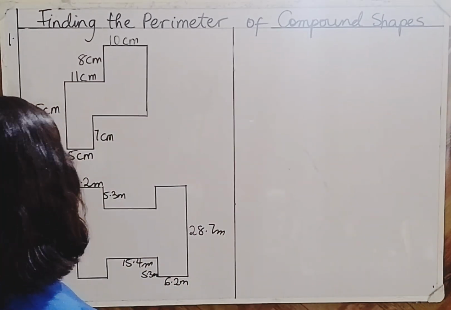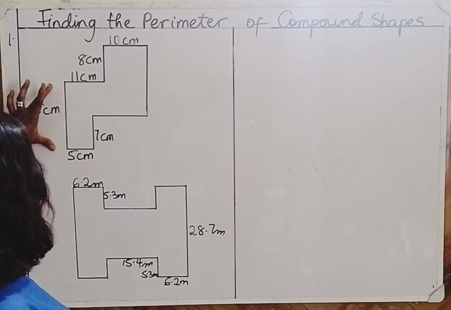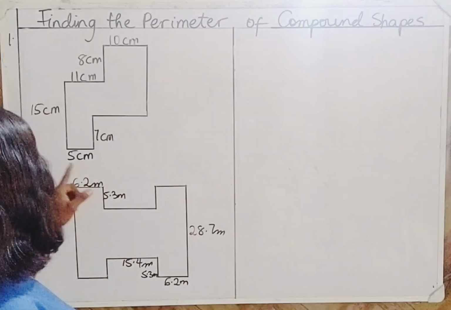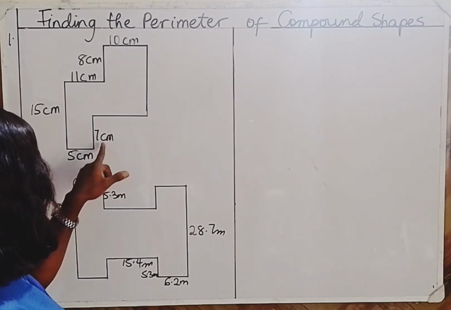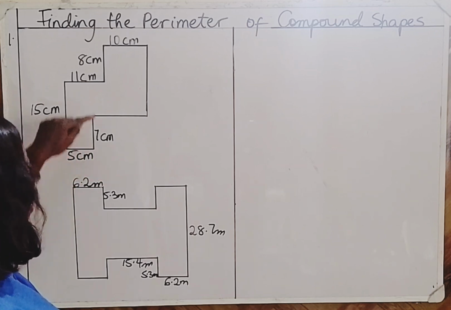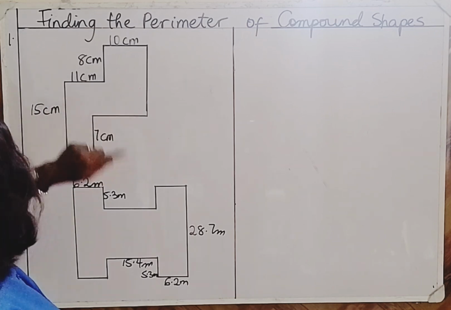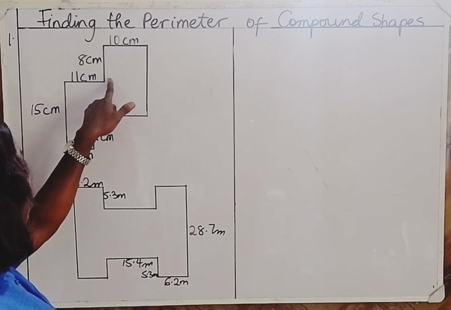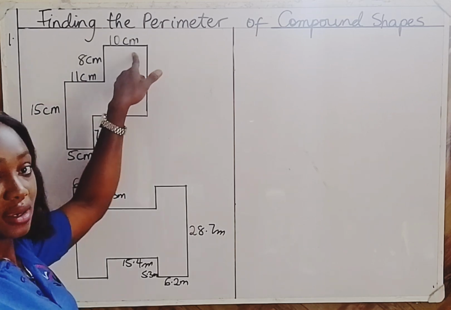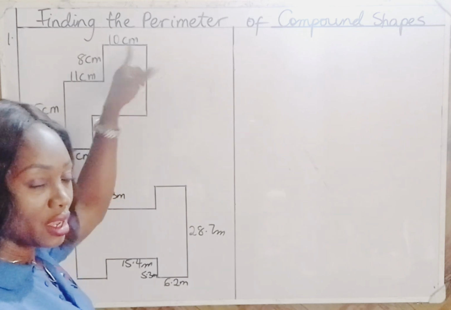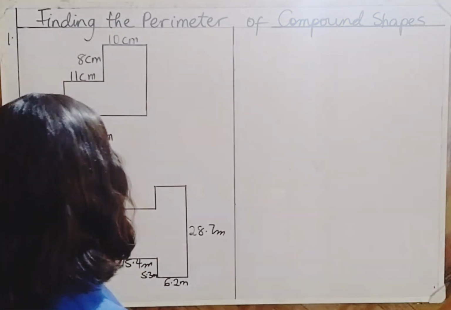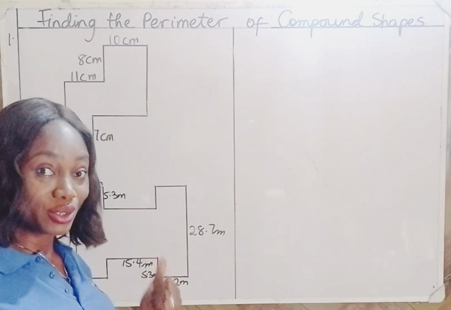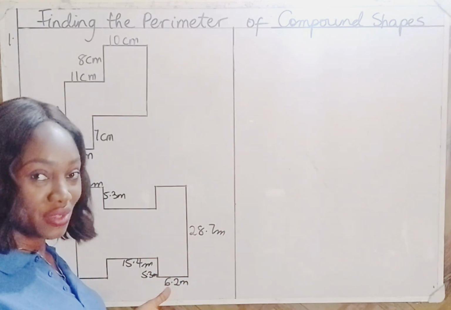Now, looking at this compound shape, we have this length of 15 centimeters, but we're not given this length, right? And we are given a length of 5 centimeters here. This length is 7 centimeters, but this length is unknown. We have a length of 11 centimeters here and a length of 8 centimeters here. And here, right, is 10 centimeters. How do we find the perimeter of this shape when we're given two sides that are not known to us? How do we do that?